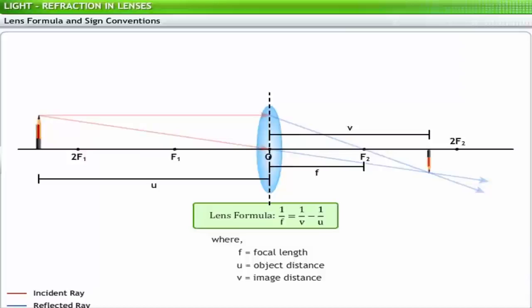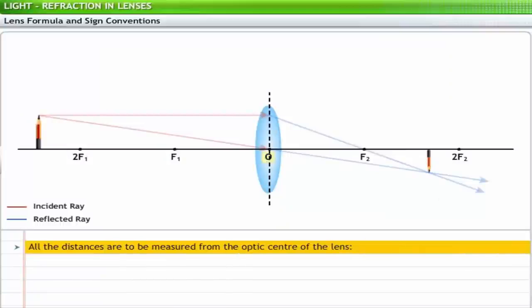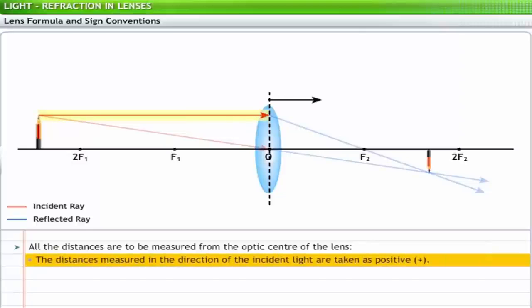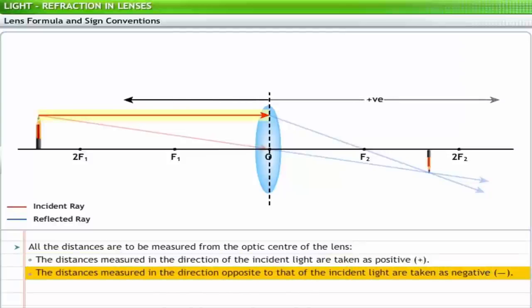To denote the distance and the nature of the image formed by a lens relative to the object, some conventions have been defined. All the distances are to be measured from the optic center of the lens. The distances measured in the direction of the incident light are taken as positive. The distances measured in the direction opposite to that of the incident light are taken as negative.